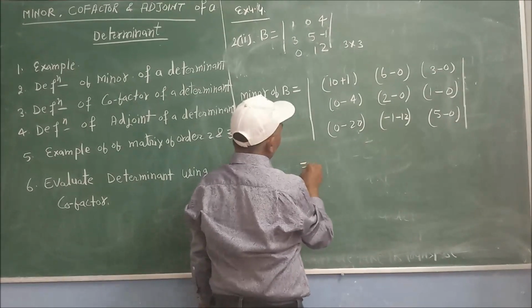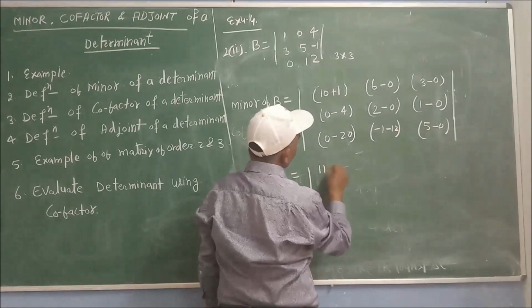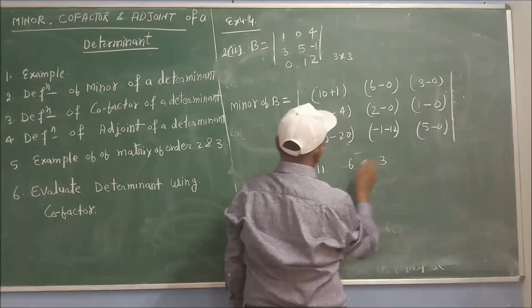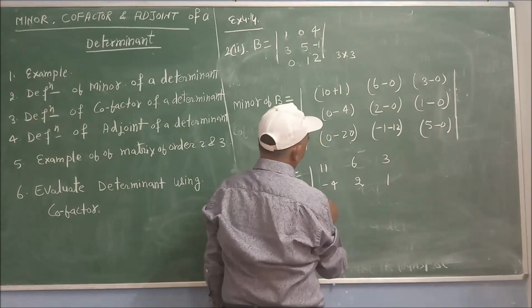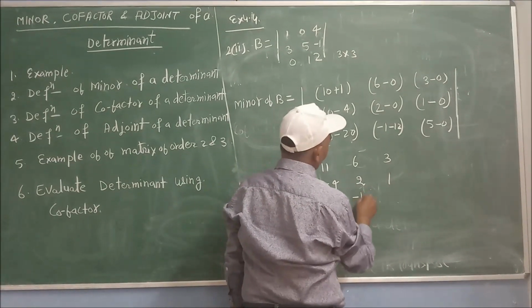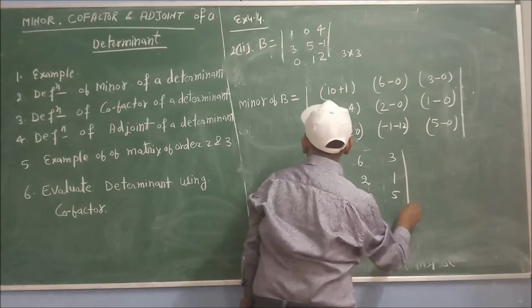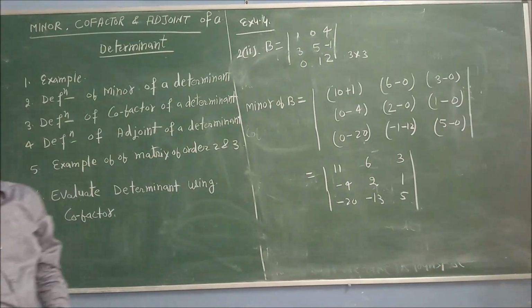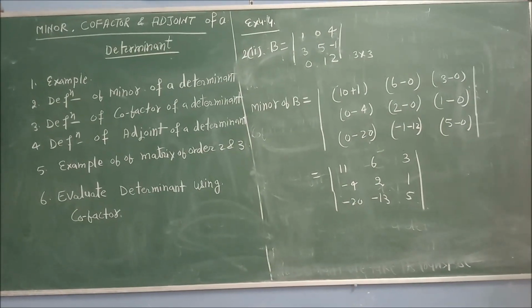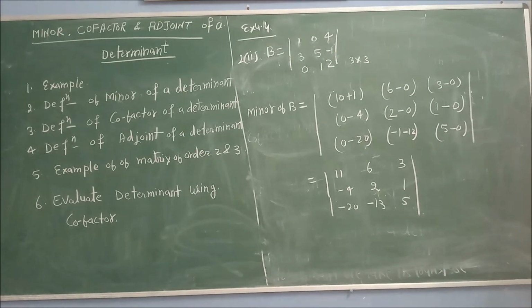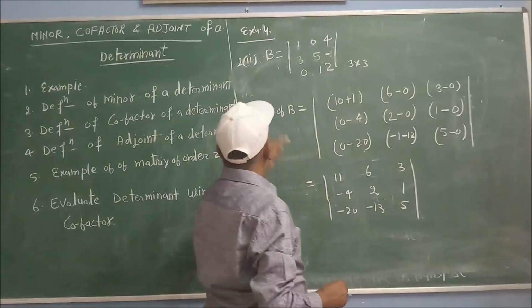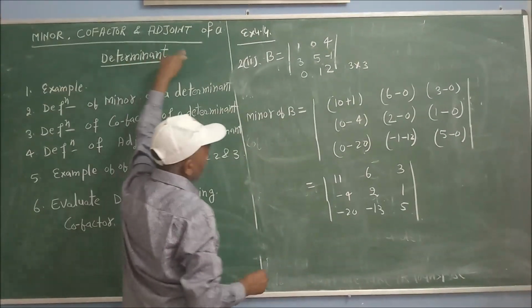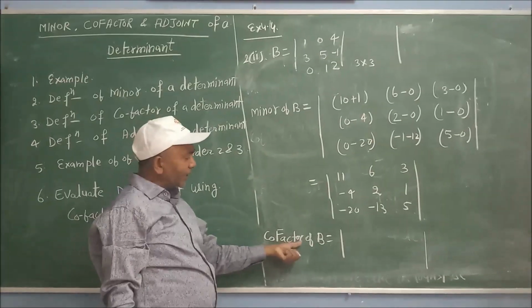So solving, we will get 11, 6, 3, minus 4, 2, 1, minus 20, minus 13 and 5. This is your minor of B. And for getting the cofactor of the matrix, we have to find the cofactor of B.